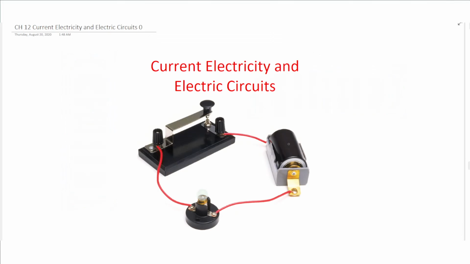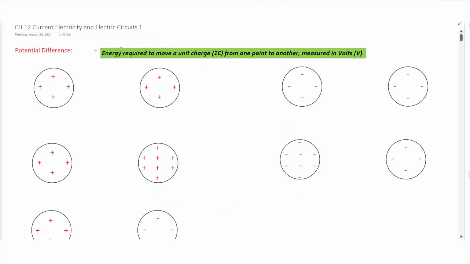Okay, chapter 12 is about electric circuits and electrical components. First, we need to define the potential difference. It is the energy required to move a unit charge, which is 1 coulomb of charge, from one point to another, or between 2 points. And the unit is volts.